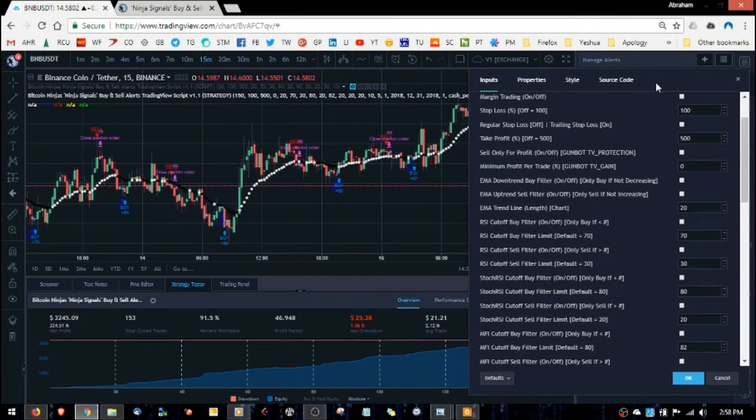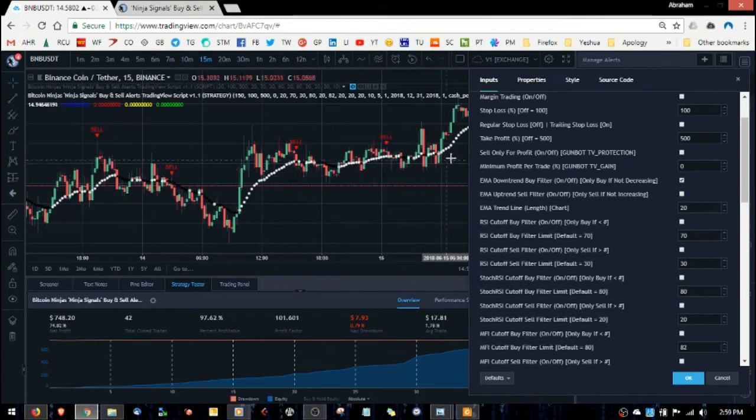Now the cool thing about this EMA buy and sell filter is that it corresponds to the EMA trend line you see on the chart. We can see during uptrends we see white dots, and during downtrends we see black dots. So we can use those trends to our advantage to say, hey, I don't want to buy if price is dropping, so let's activate the EMA downtrend buy filter, which will block alerts and buy arrows from happening if we're in a downtrend. And so I'll activate that, and we'll see that buy alerts got knocked off.